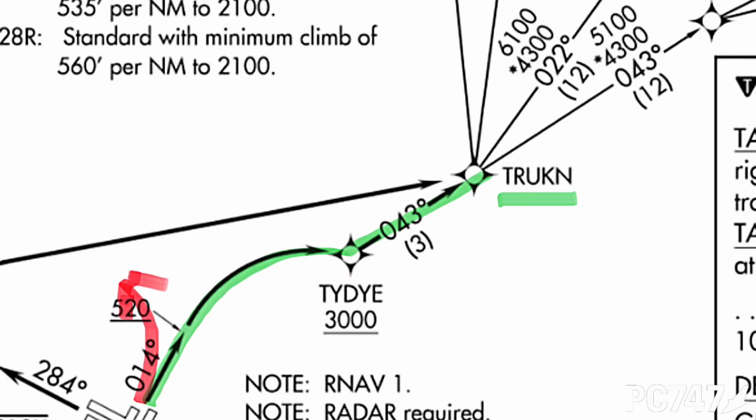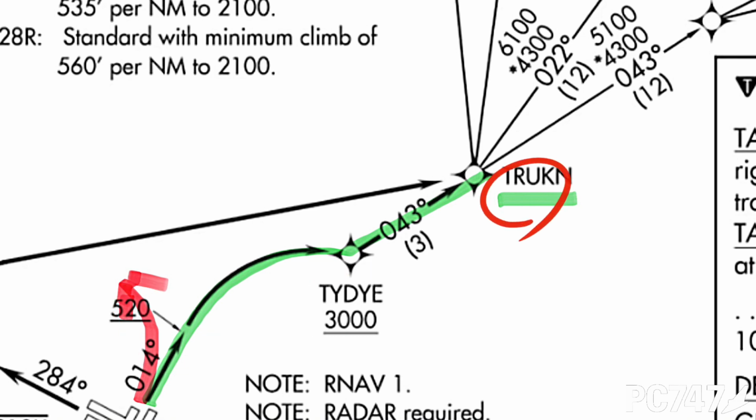Here's another example of an airline crew departing San Francisco that thinks that they're complying with a departure SID, and they're not complying with it at all. And the controller is having to intervene so that there's not a collision. This departure SID, the aircraft is supposed to fly straight ahead to 520 feet above the ground. Then it's supposed to make a right turn to tie-dye before proceeding to trucking.